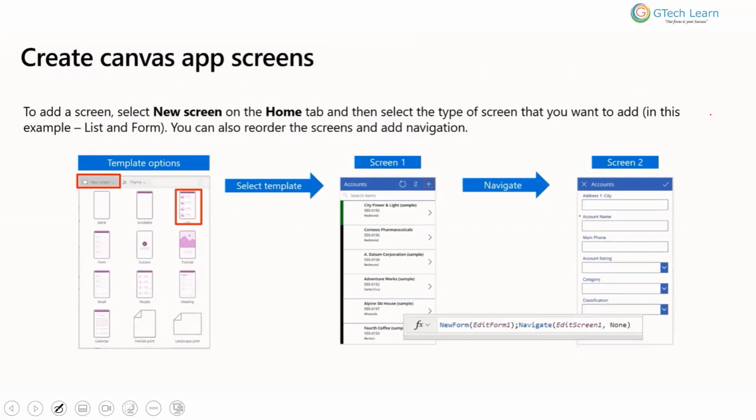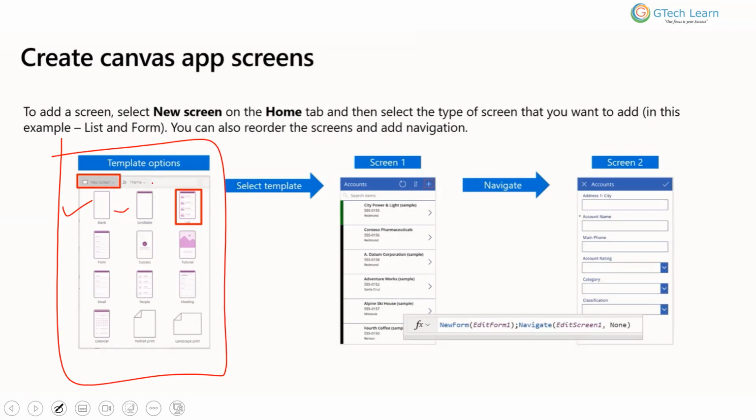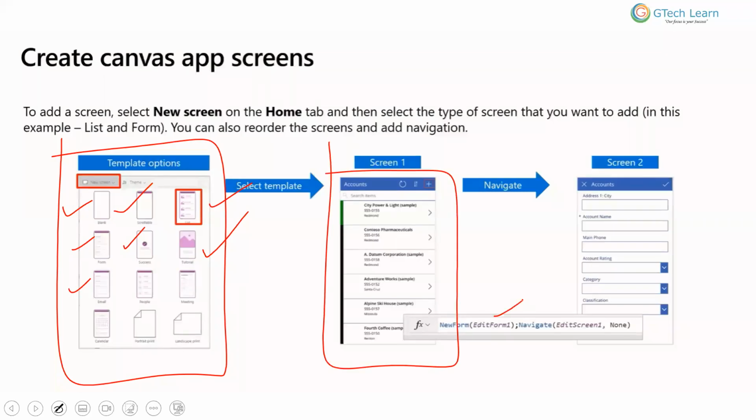So here are some templates available. I can select the specific screen template from this area, whether I want to go for the blank, a scrollable one, or a list type, or a tutorial type, success, form type, email type, and so on. You can select the respective Canvas screen template. Based on that, you can get your app data to be displayed. You just need to select the respective source from where the data is coming, and then the second screen is going to be for edit ones. You can utilize the navigate function to navigate from one place to another.